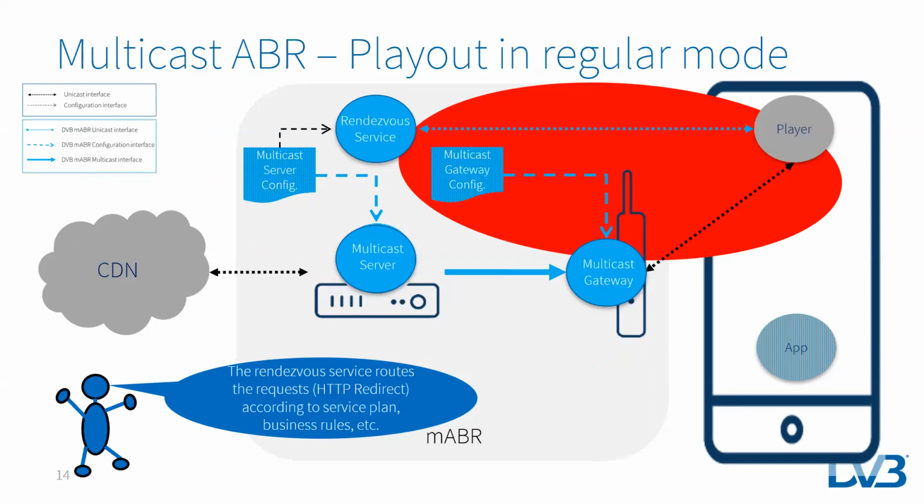Now we're going to play. So we've just seen how to configure the multicast server. The multicast server again resides on the network side, on the operator side, right? We saw how the multicast server gets its content, exactly like a player could get its content from the CDN. We saw how to configure the multicast gateway. At least we saw two methods. We will see another method later.